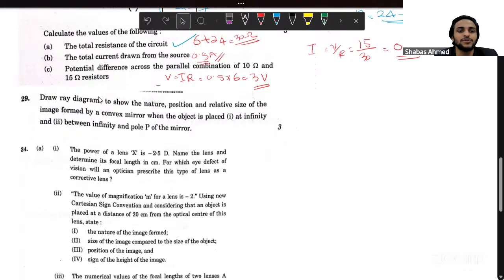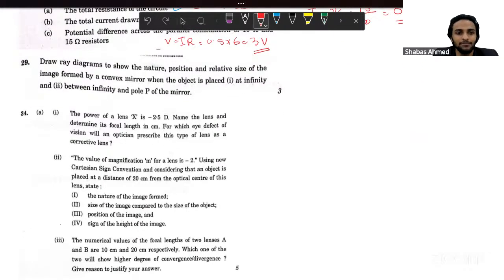Okay. Now the next question. Draw a ray diagram to show the nature, position and the relative size of the image formed by a convex mirror when the object is placed at the infinity. So when the object is placed at the infinity for a convex mirror.